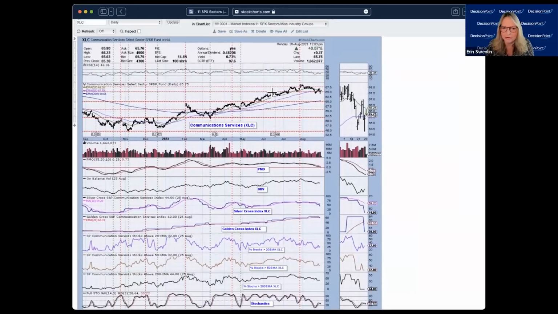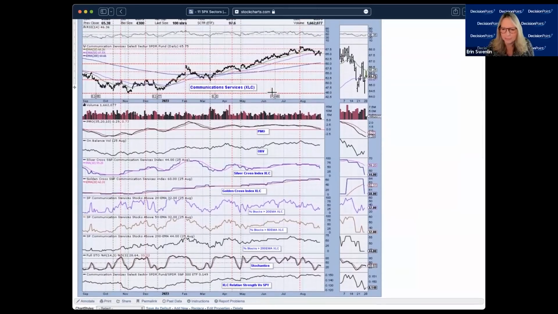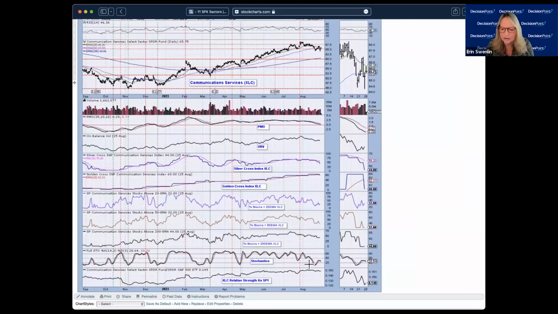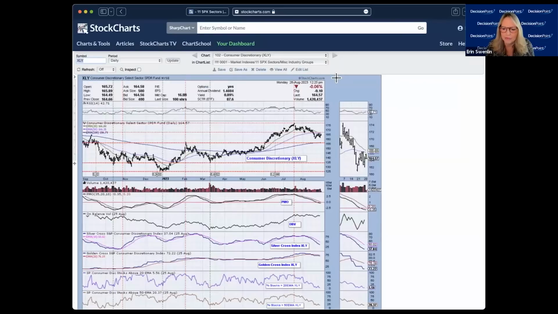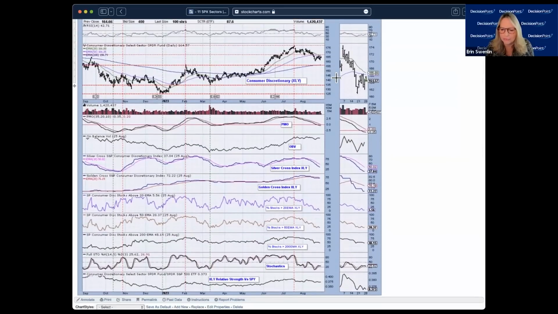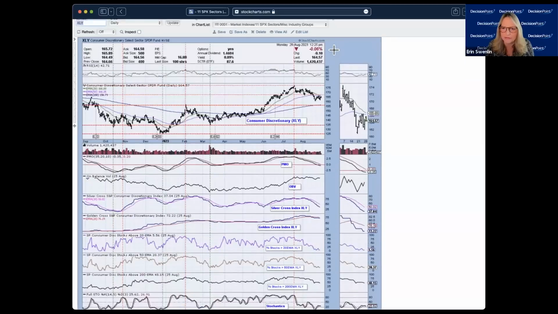All right, so this is comm services. All I'm going to point out here is the declining Silver Cross Index and declining trends in participation. I don't really see a whole lot of improvement under the surface here. Stochastics have turned down. Consumer discretionary, also Silver Cross in decline, no increase in participation.